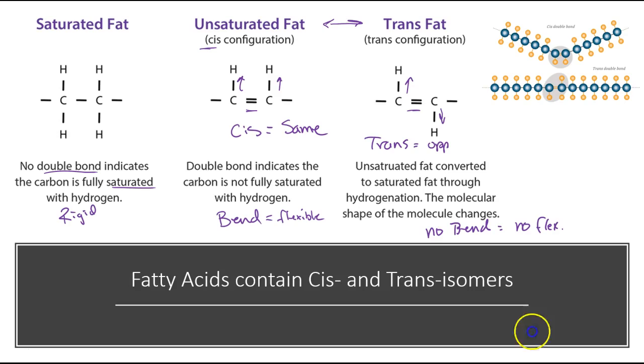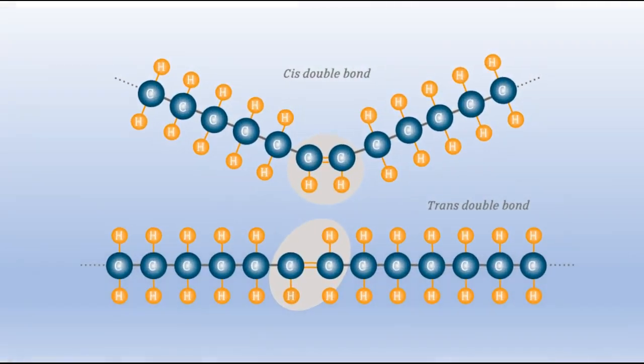And so if you look at this diagram over here, which we can blow up, cis configuration, the hydrogens are on the same side, that is a cis double bond. It forms a bend, and so this one becomes flexible. That's good for you. Here, because the hydrogens are on opposite sides, it locks it in, it stays rigid, and it is not flexible. That is bad for you. This is just like a saturated fatty acid. It acts like a saturated fatty acid because it is not flexible.